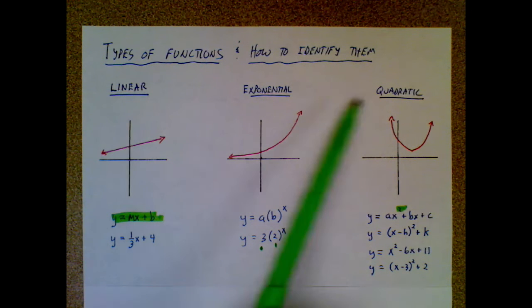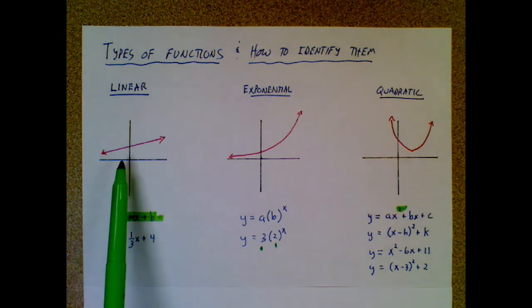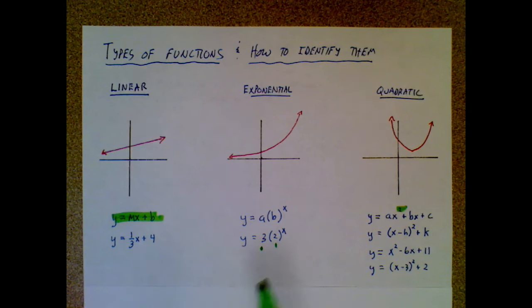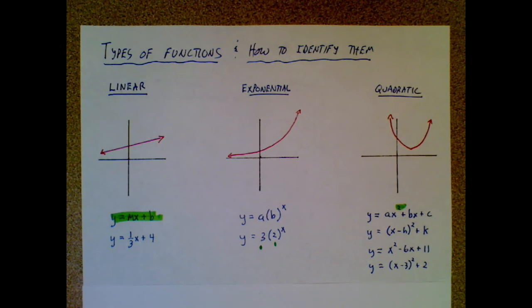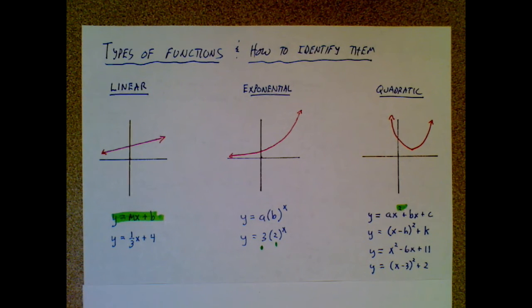So you can identify these three different types based upon looking at the graph, and you can get very good clues from their equations. But we're also going to look at and see what you can determine from a data table or a t-chart to determine the type of graph.